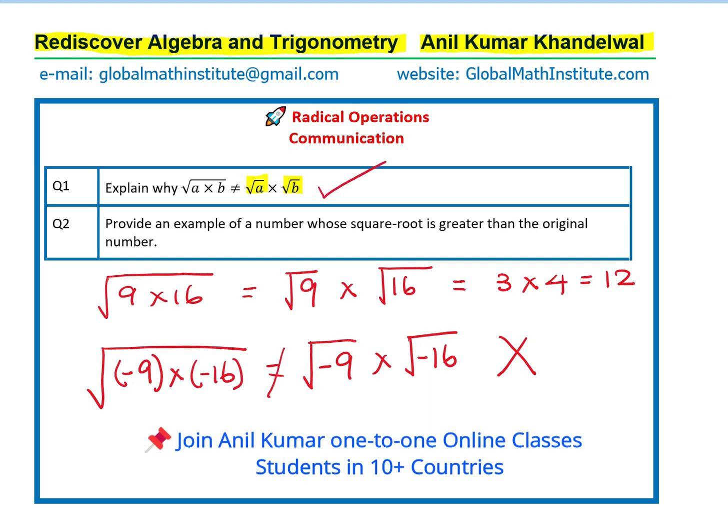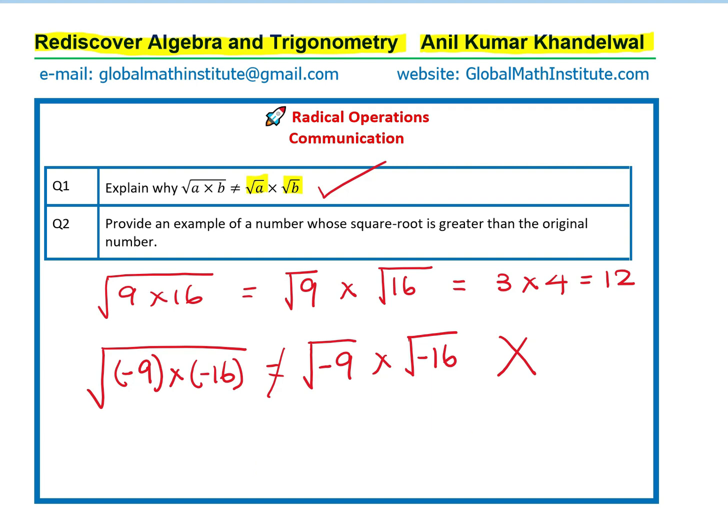Now let's get to question number 2, which is provide an example of a number whose square root is greater than the original number. Let's consider a number which is not like 9. If you take a whole number like 9, the square root is 3, and 3 is much lesser than 9. Square root of 16 we saw is 4, and 4 is also lesser than 16.